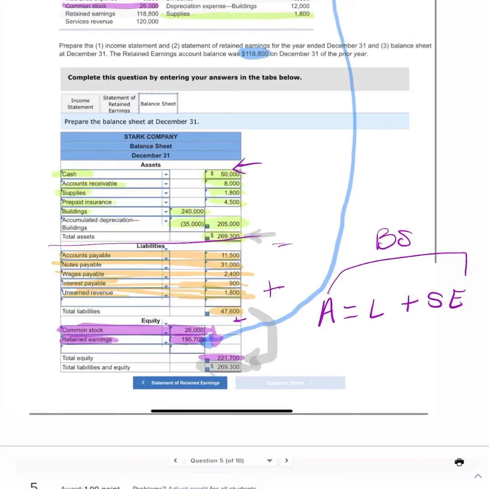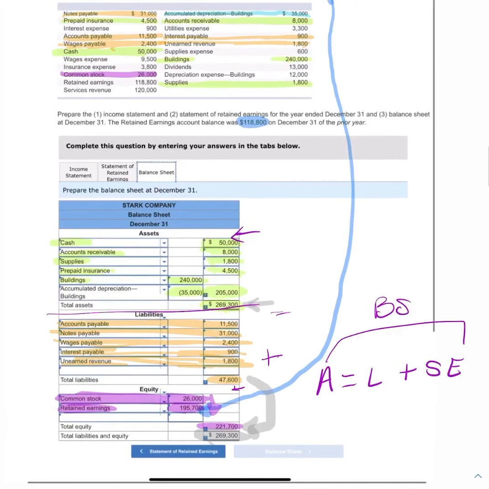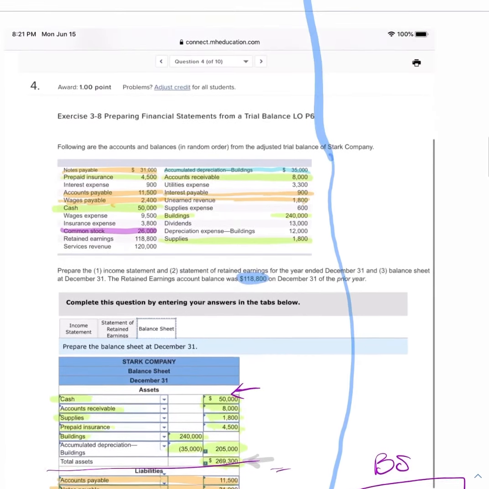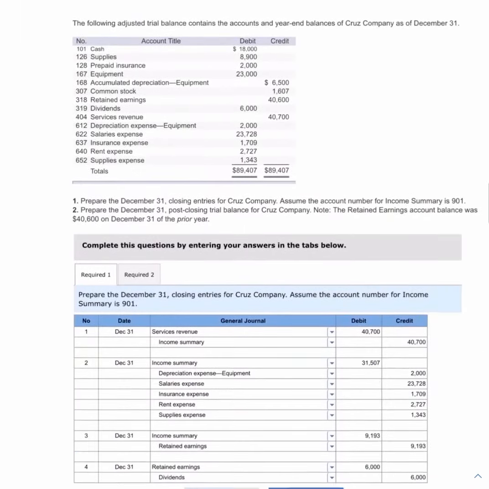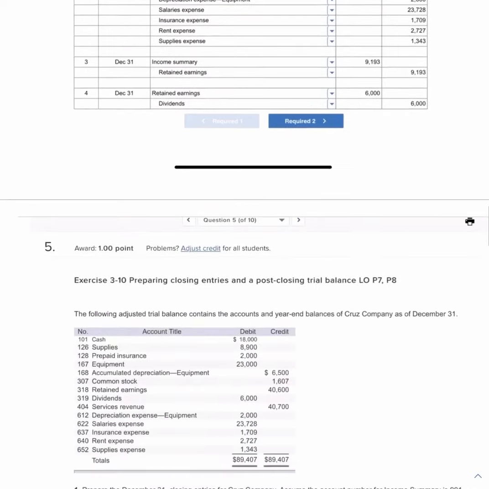Now you notice there's quite a few accounts on here we did not use for this balance sheet, and those are used either for the income statement, the statement of retained earnings, or possibly the statement of cash flows. But in this case, it's just going to be the income statement and the statement of retained earnings if it's not used on the balance sheet. So that wraps up question number 4 for us, all 3 parts, and now we will move on to question number 5.